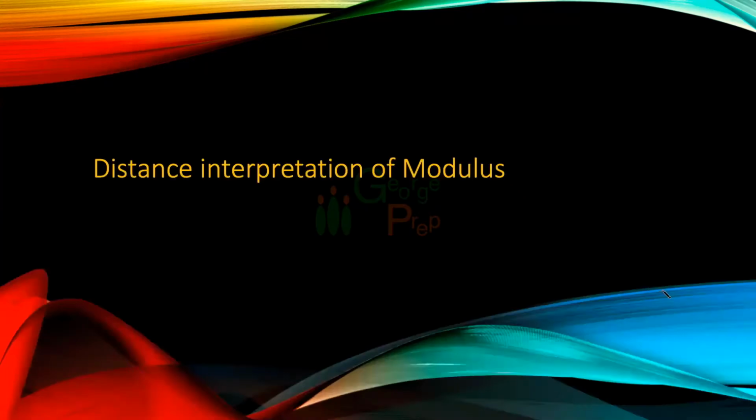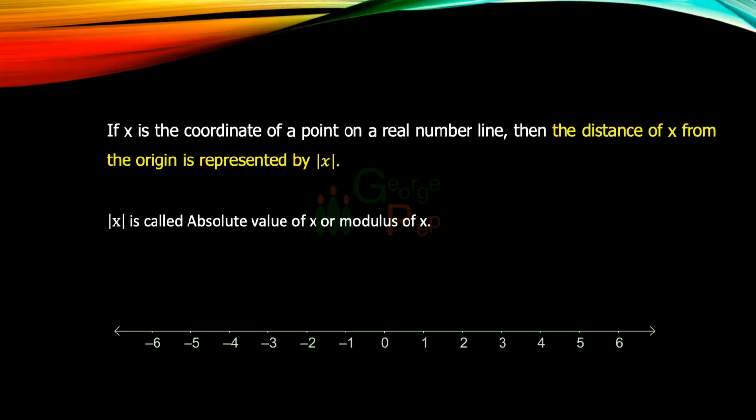Now we are going to see the distance interpretation of modulus. Modulus can also be interpreted as a distance magnitude. You can think of modulus as distance between something. So let's see how it actually works.